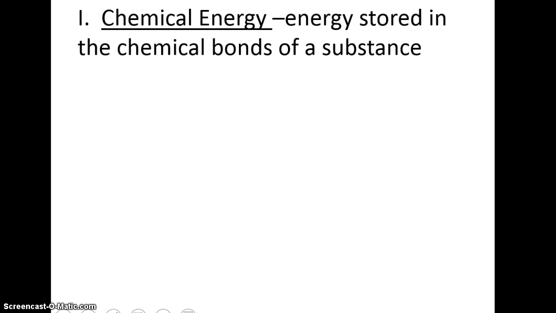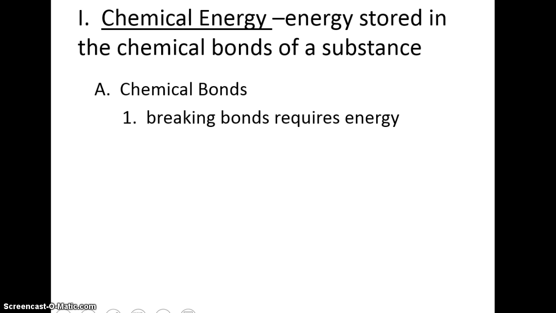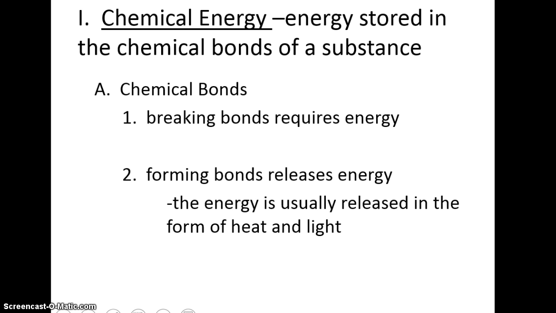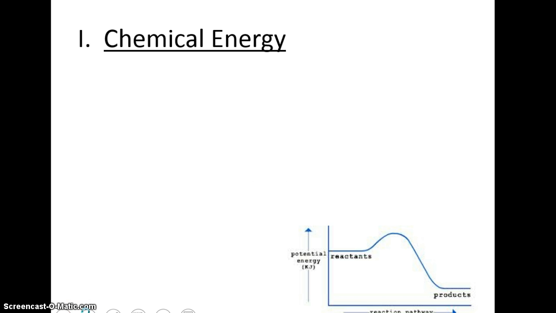Chemical energy. Chemical energy is the energy stored in the chemical bonds of a substance, so inside the bonds. Breaking bonds requires energy, and when you form bonds, it releases energy. The energy is usually released in the form of heat and light.